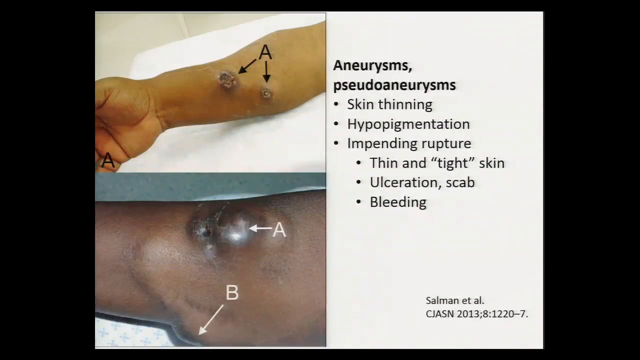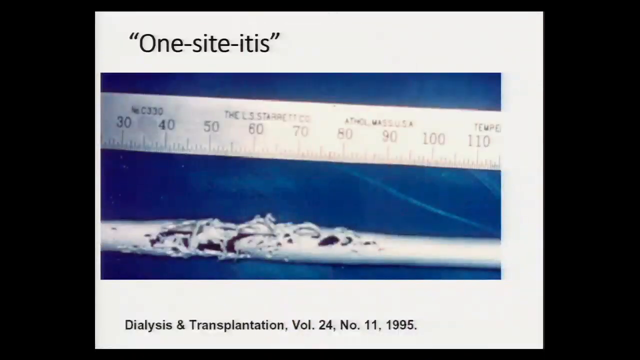Fistulas and grafts can develop aneurysms. Usually aneurysms are in fistulas. That's the sort of focal dilation of the vein, usually at the site of repeated cannulation. Grafts can develop pseudoaneurysms, and I'll show you here. So a graft is a prosthetic material. When you punch out a hole with a dialysis needle, it doesn't heal. That's the problem with the graft.